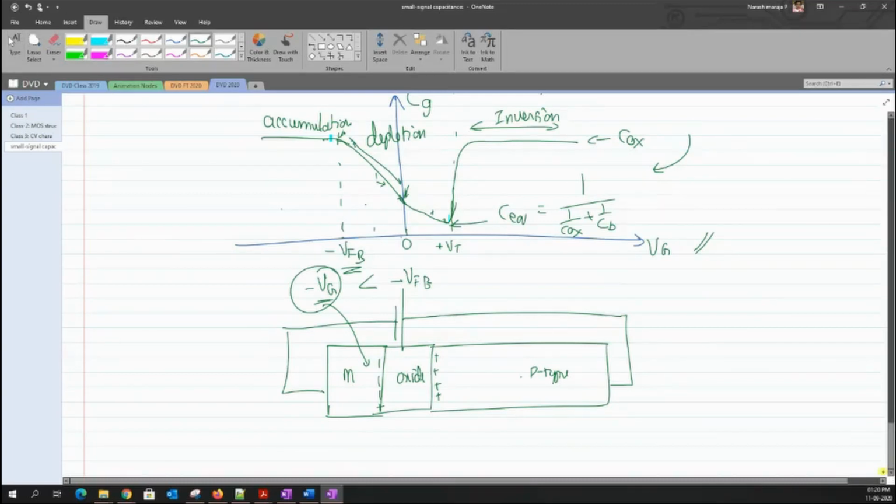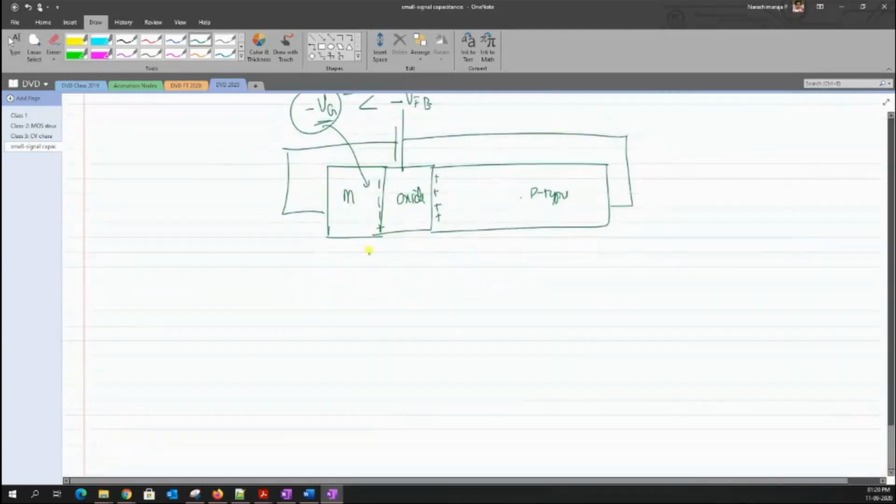We know this MOS structure has some sort of weird electric field profile, right? What I said is that, particularly in the case of depletion mode, we wrote something for the electric field, and based on the electric field, we also wrote a potential profile as well.